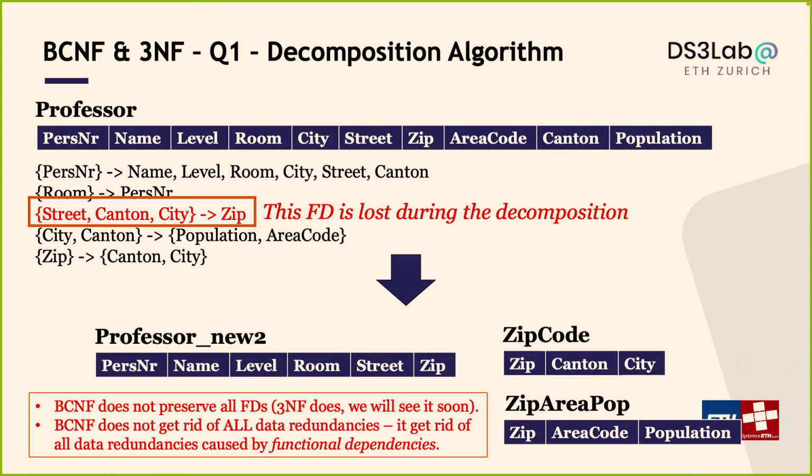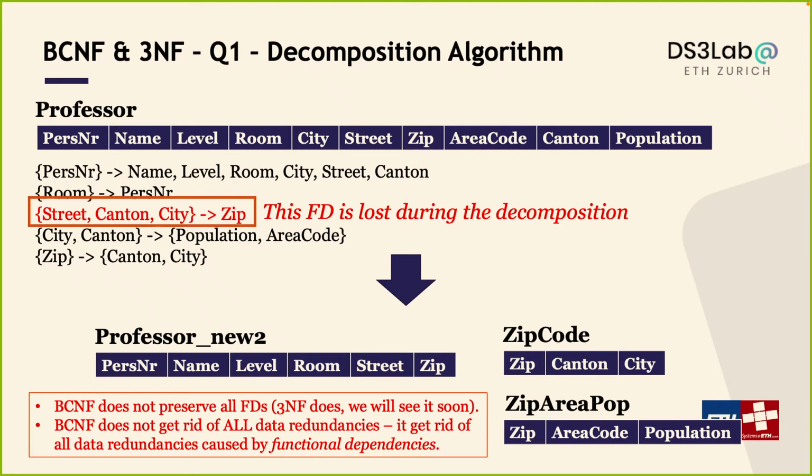If you look at this, BCNF decomposition does not preserve all the functional dependencies. It tries to get rid of data redundancy. So that's the game that we are playing. We are getting rid of data redundancy. The price we pay is that we could lose some of the functional dependencies in the original relation.